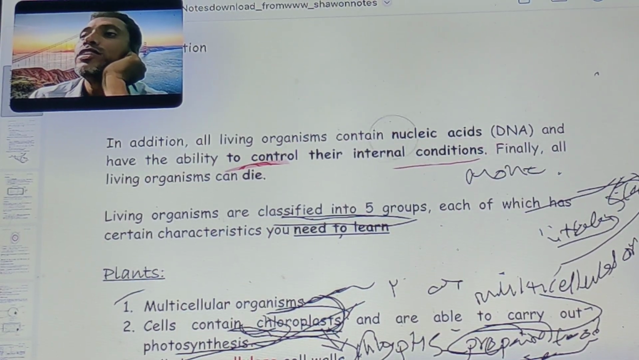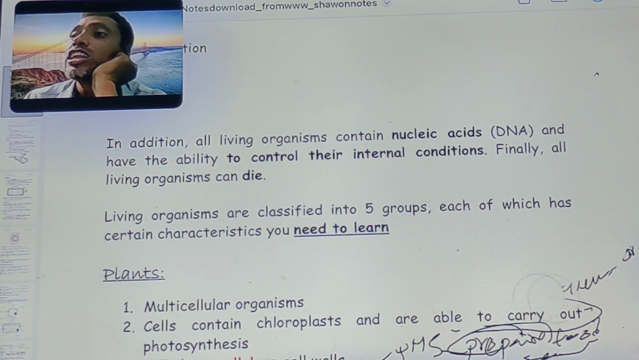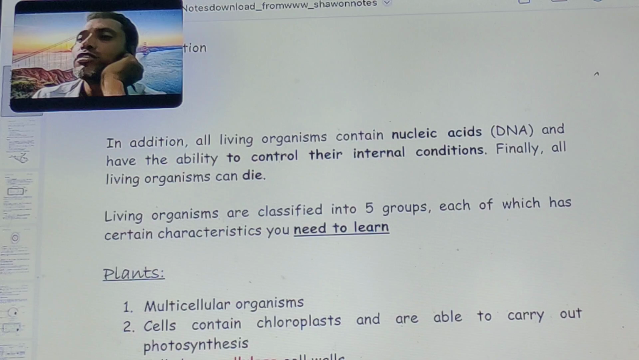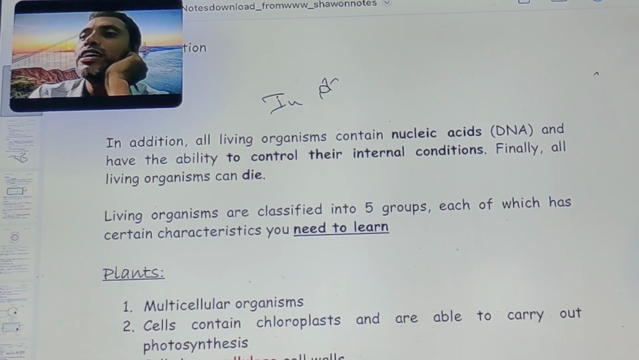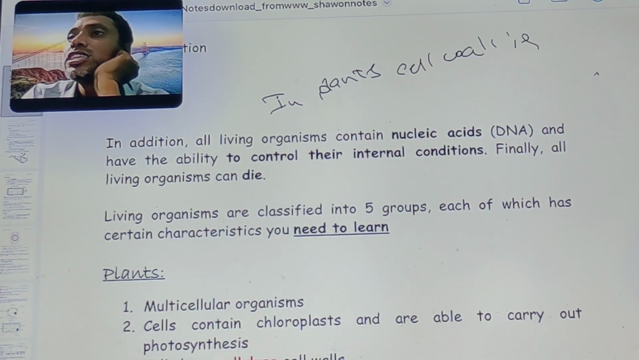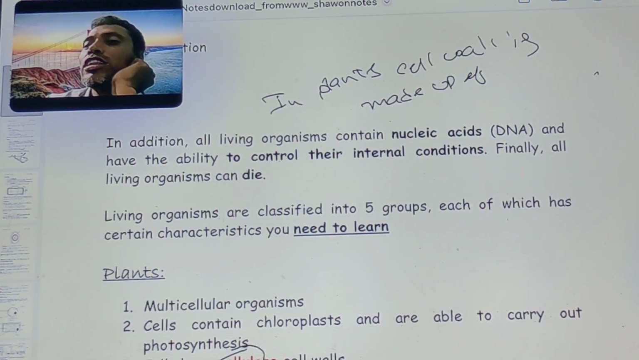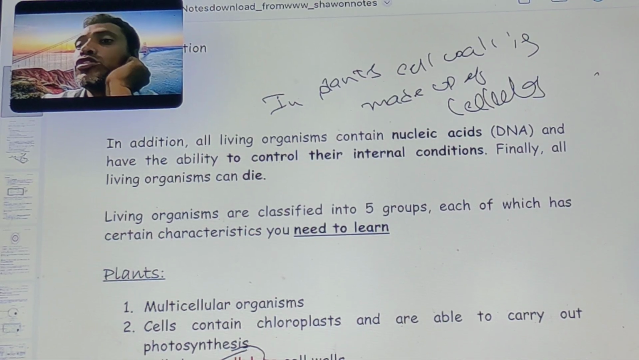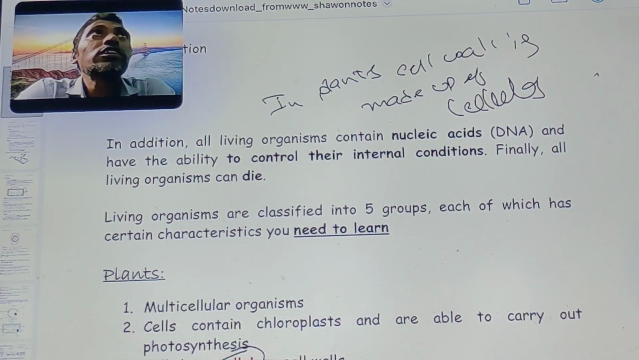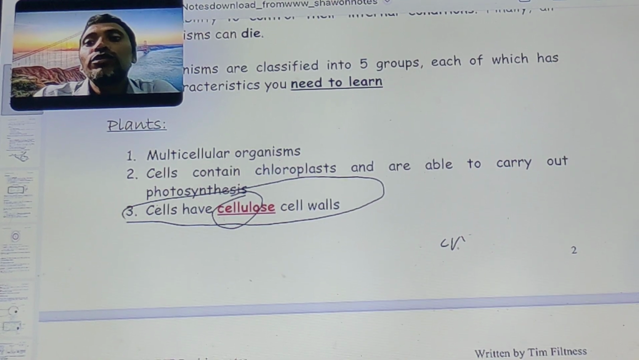The plant cell wall is made up of cellulose. This is the main important point: the plant cell wall is made up of cellulose.